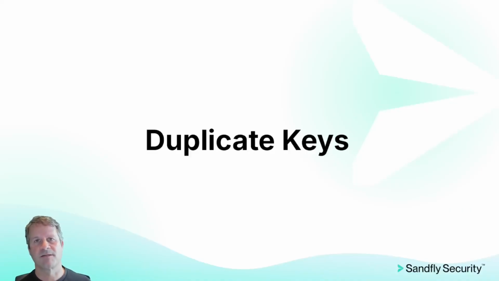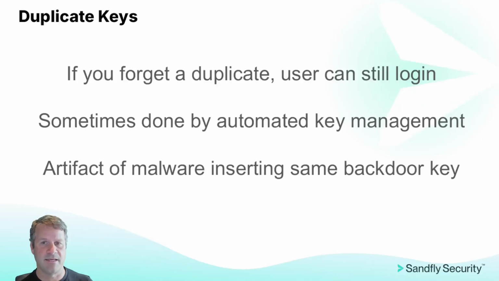Okay, the last problem we're going to talk about specifically are duplicate keys. Basically, duplicate keys are where two or more of the same key exists in an SSH authorized key file. That means if I delete one of those keys, but I leave the duplicate there, that key could still allow log into a box. Now, why is this a particular problem?